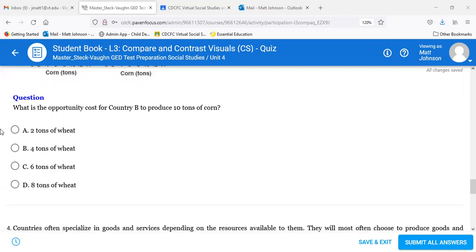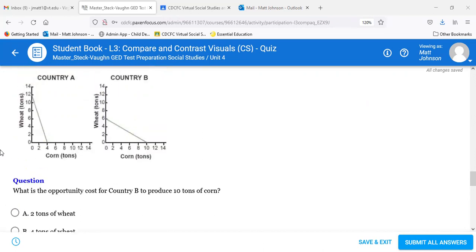What is the opportunity cost for country B to produce 10 tons of corn? A, 2 tons of wheat. B, 4 tons of wheat. C, 6 tons of wheat. And D, 8 tons of wheat. Six tons. There you go.